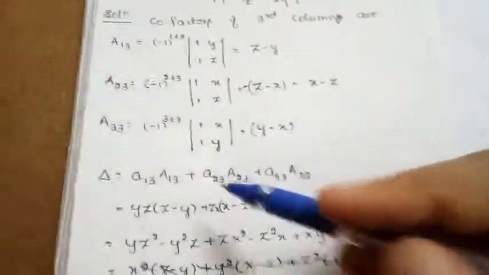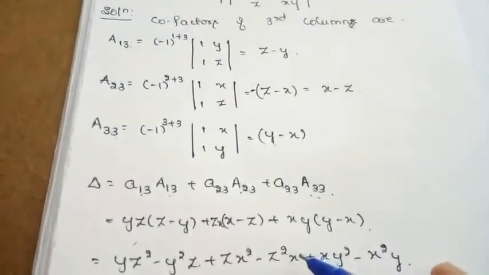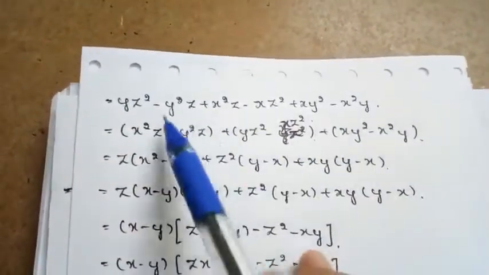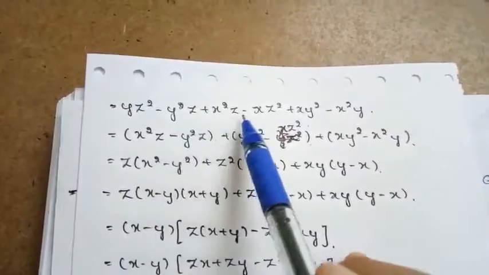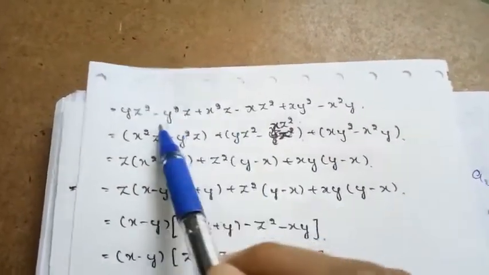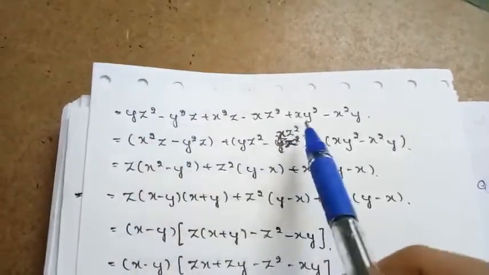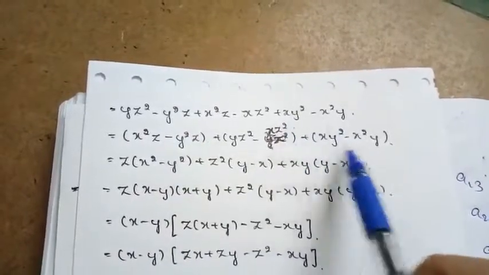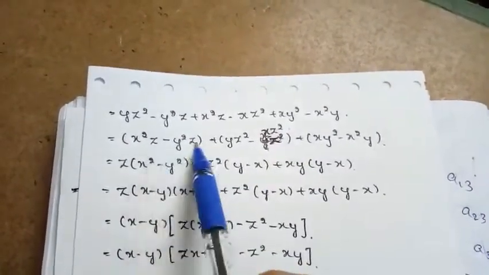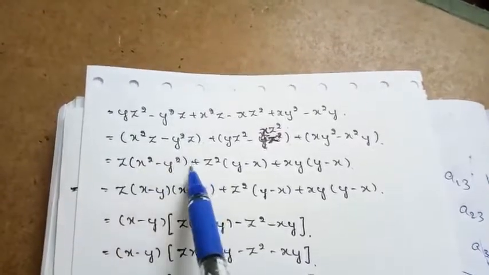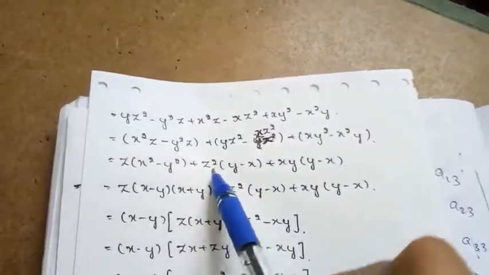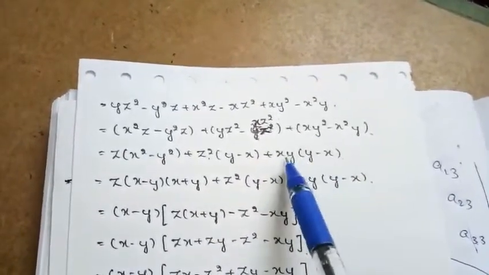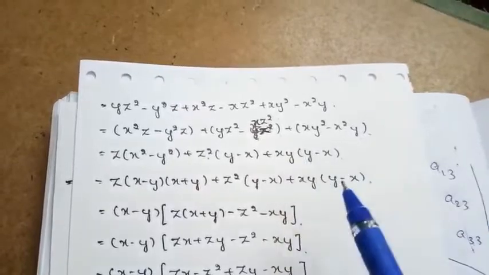minus x. Now we are solving it, multiplying each of the terms. After multiplying each of the terms, now I am grouping some of the elements, that is x square z along with minus y square z, and yz square with the xz square, and xy square minus x square y. From this one we are having z common outside, taking that one. From this one we are having z square common outside, taking z square, remaining is y minus x, and here both x and y are common. After removing x and y we are having y minus x.